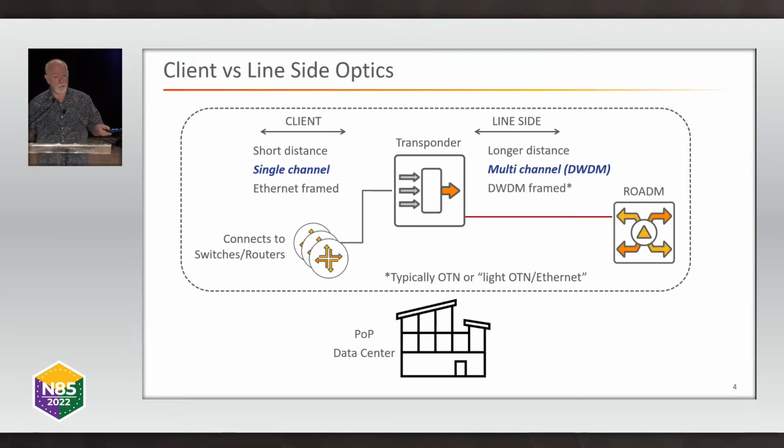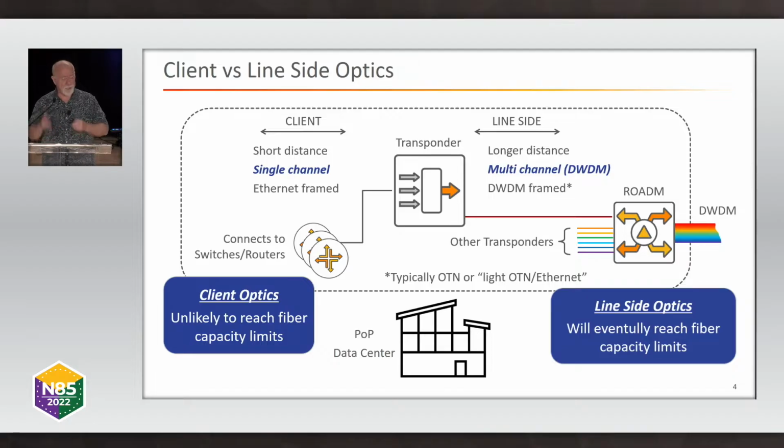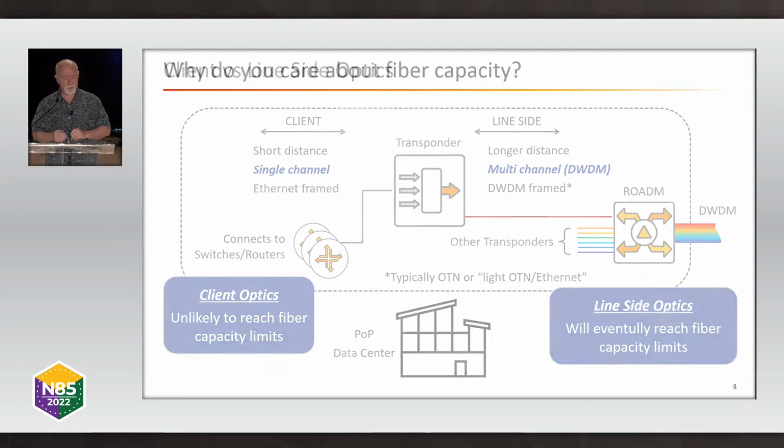And that will attach into some kind of aspect of the line system, like a ROADM, an optical switch, or a terminal. And there will be lots of other transponders that join it, and that's how we get multiple colors onto the fiber. So client optics are very unlikely to reach fiber capacity limits, because they really just carry a single service. Whereas line-side optics, these are the devices that are much more likely to reach those limits.